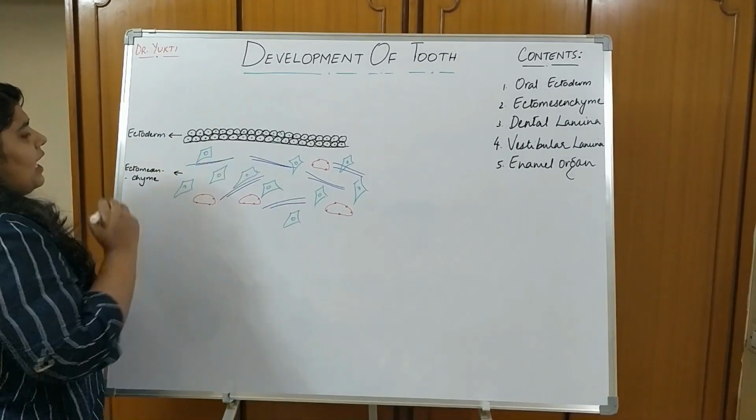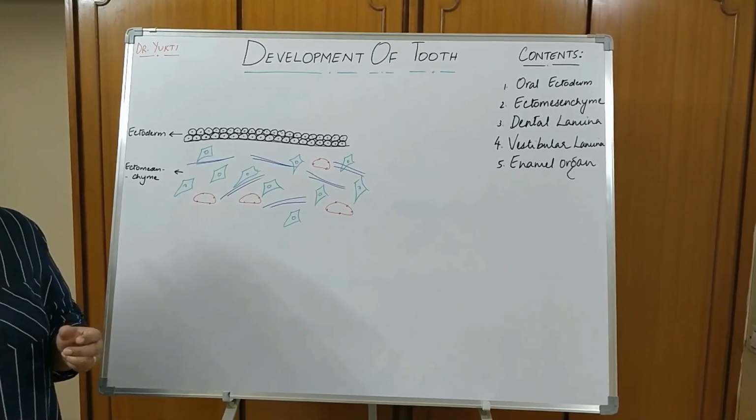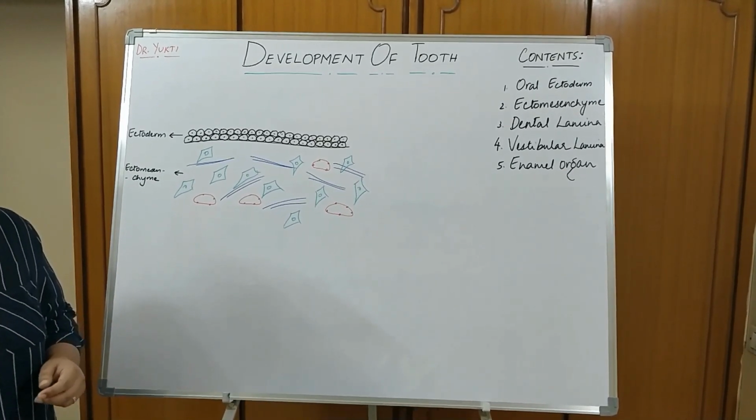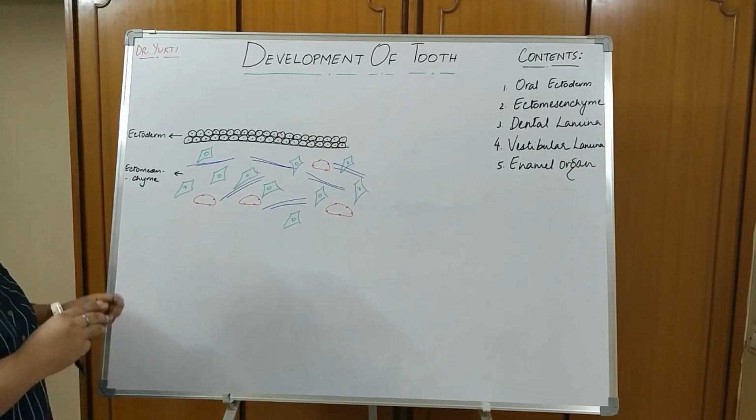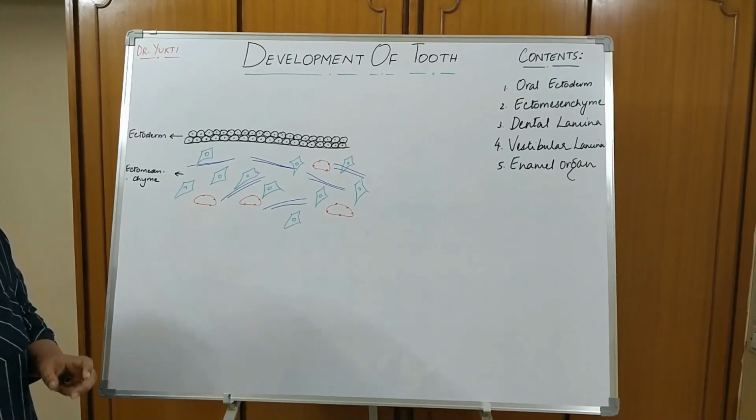Here, at about the 6th week, when the embryo is of 6 weeks, that is 2 to 3 weeks after the buccopharyngeal membrane ruptures, there is some mitotic activity that takes place in the basal cells of the ectoderm.